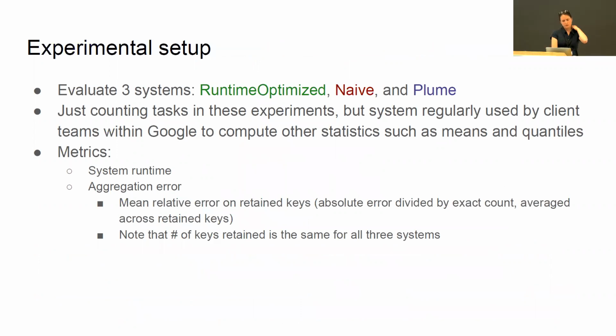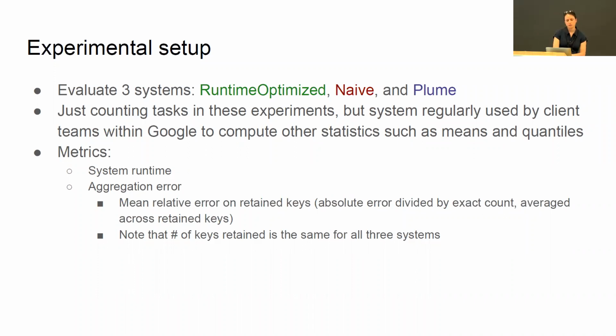So let me give a few simple experiments that serve to illustrate the accuracy-efficiency trade-offs here. The three systems we'll look at are the runtime optimized one, which did contribution bounding once and had 2 shuffles. The naive system does contribution bounding twice, but requires 5 shuffles, one of which is a really skewed join. And then Plume, which requires only 3 shuffles and no skewed joins.